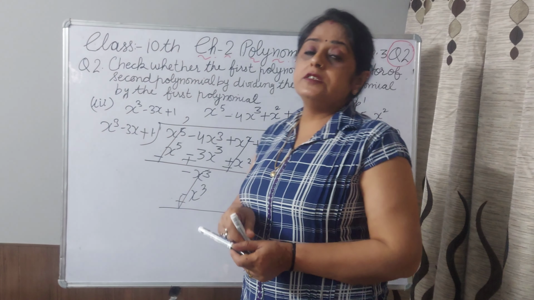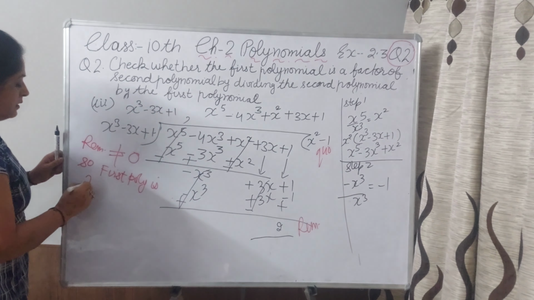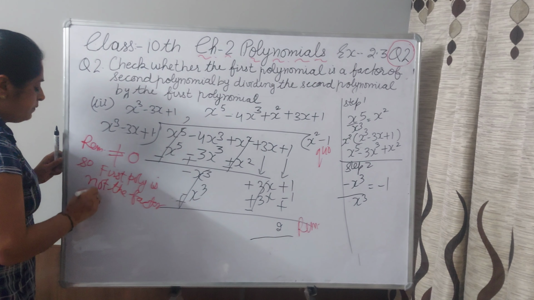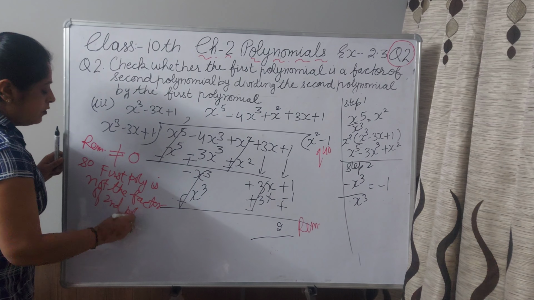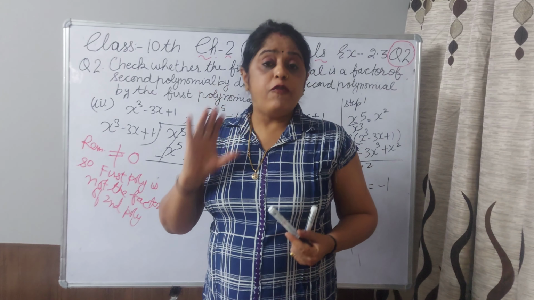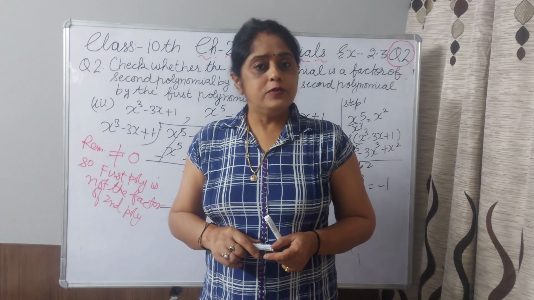If our remainder is not coming 0, it means this first polynomial is not a factor of the second polynomial, because remainder is not equal to 0. So the first polynomial is not a factor of the second polynomial. Now I have discussed, maybe you understood. If our remainder is coming 0, then this polynomial is a factor of the other. Hope you understood. Thanks for watching.